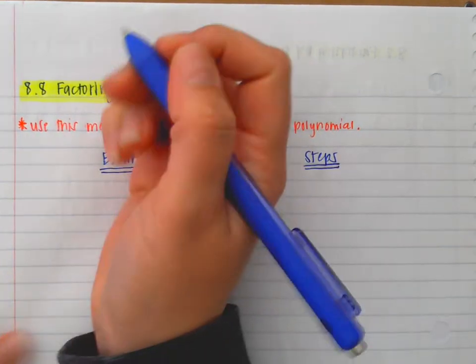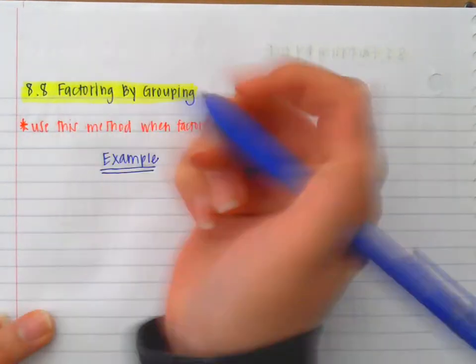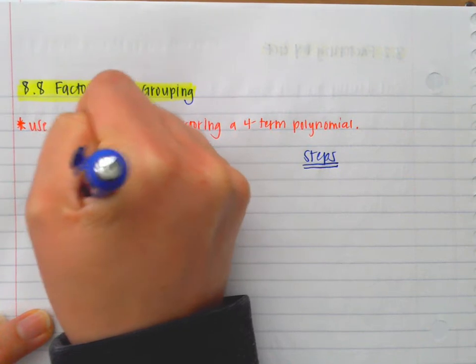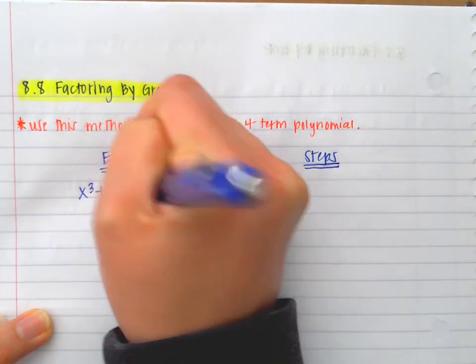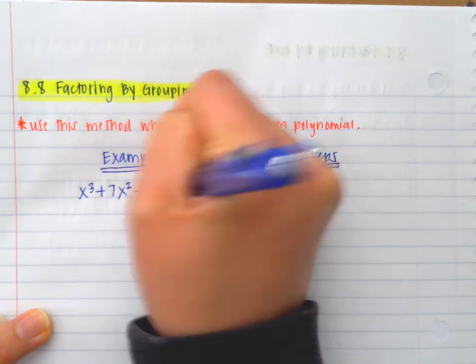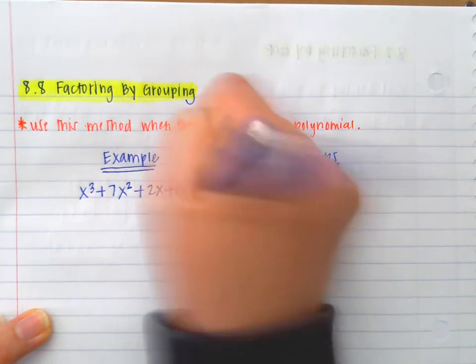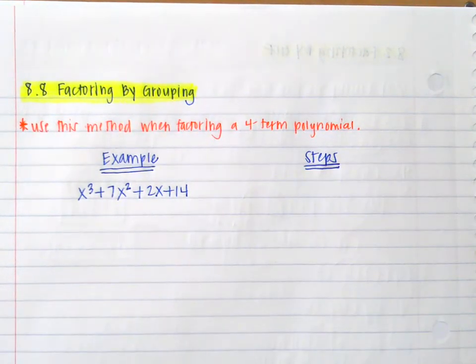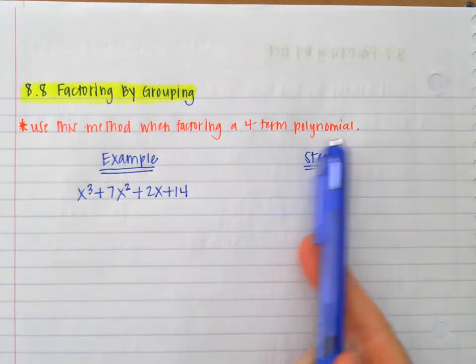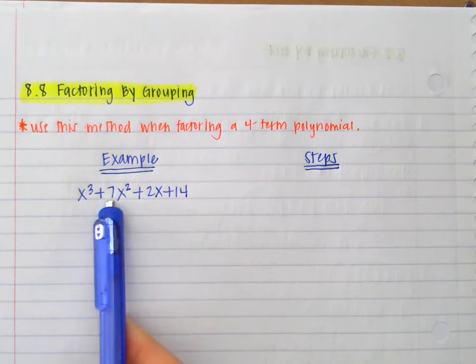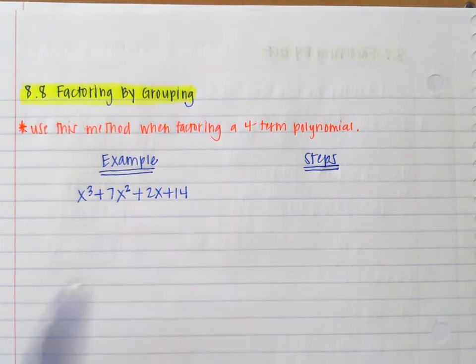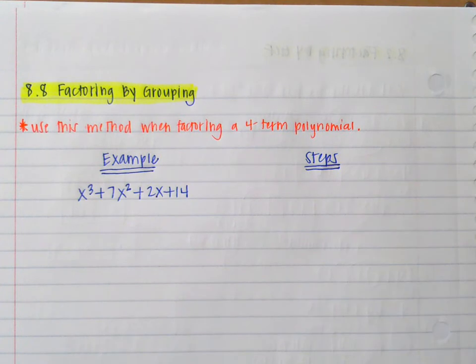But our first example problem is going to be x cubed plus 7x squared plus 2x plus 14. Just like it says up here, use this method when factoring a 4-term polynomial. There's 1 term, 2 terms, 3 terms, 4 terms. So we're going to use this factoring by grouping method to start factoring here.